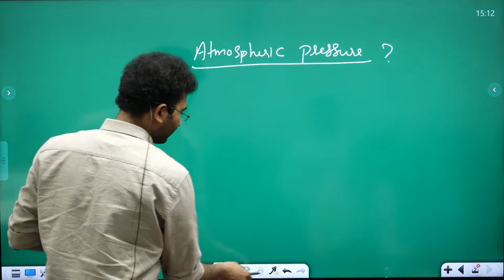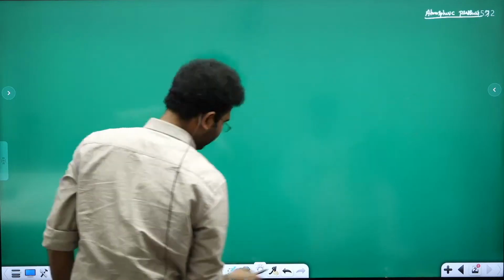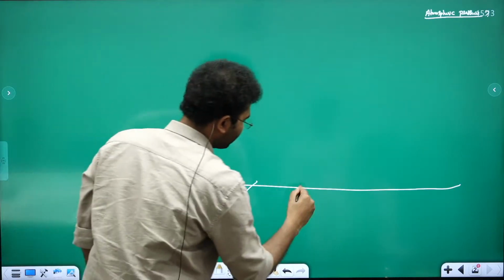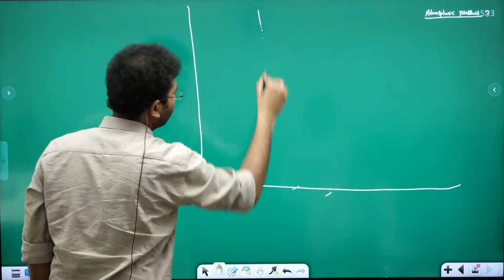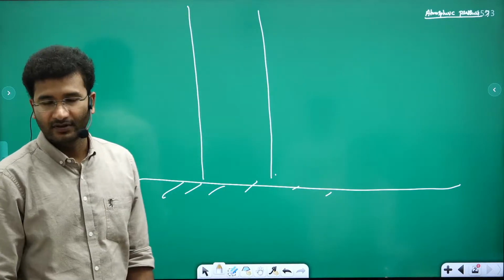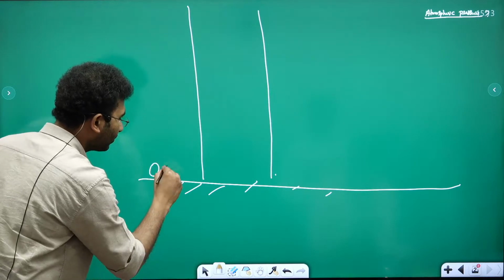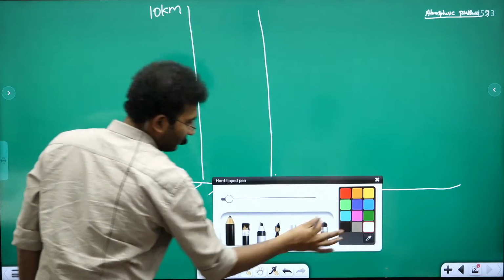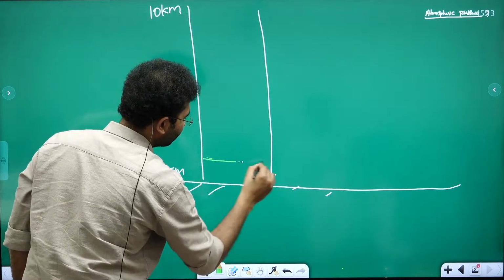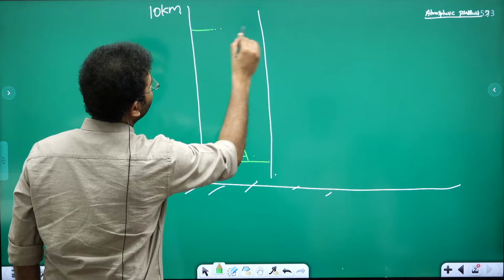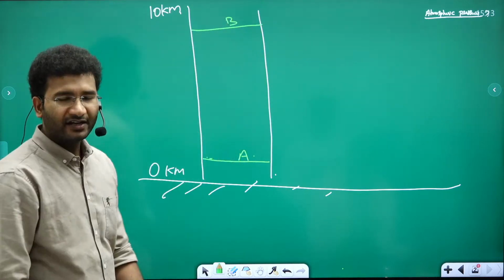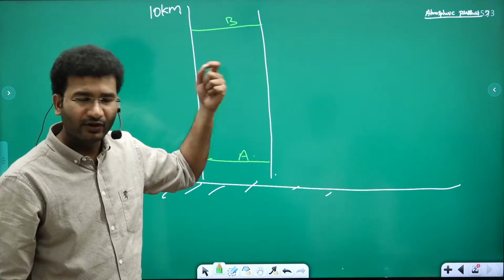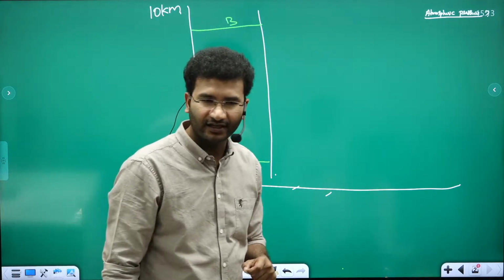Suppose, imagine that this is a surface, right? And on this surface, you take a column. In this column, imagine this is at 0 kilometers and this is at 10 kilometers height. Let me take a point as point A or level A, and this is level B. When I tell you there is also air in this column, don't you think that the air will also have its weight? Yes, the air has its weight.